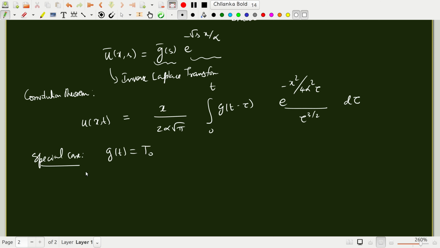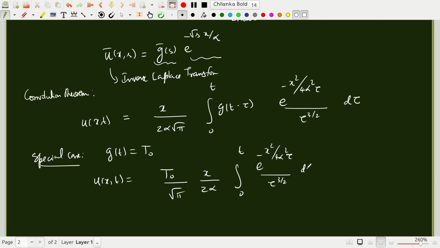Now let's take a special case where g of t is just a constant. You are not changing the temperature at x equal to 0, it just remains a constant. In which case the solution can be simplified further. So u of x,t now becomes T naught by root pi, x by 2 alpha, integral 0 to t, e to the minus x squared by 4 alpha squared tau, by tau to the 3 halves, d tau.